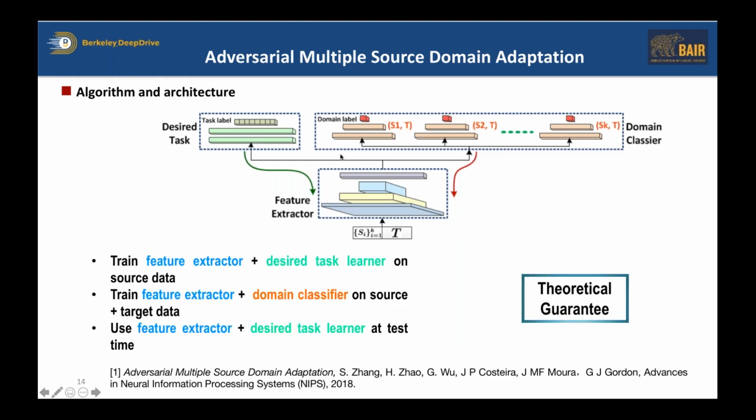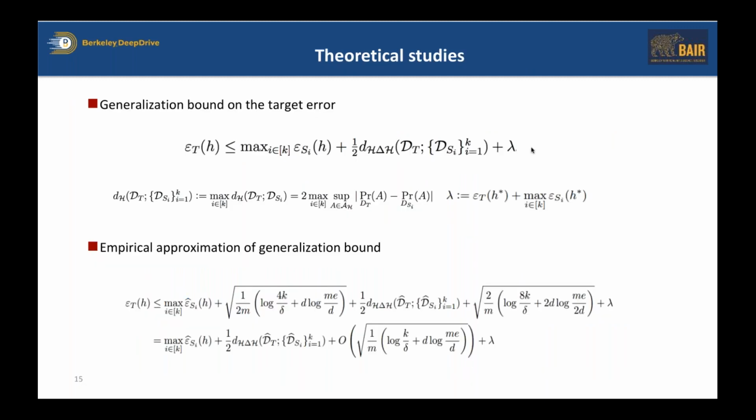So this whole architecture is trained on the source labeled data and unlabeled target data. So this desired task branch is only trained on the source data, and this domain discriminator is trained on both labeled source and unlabeled target. Such a framework is also guaranteed by the theoretical study.